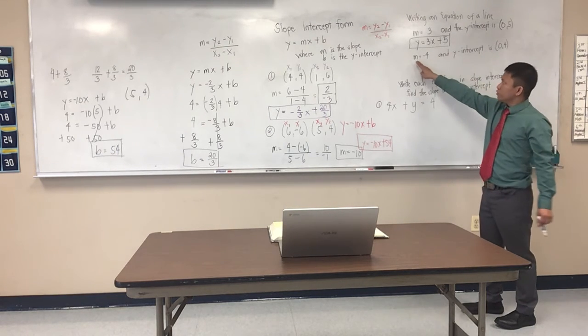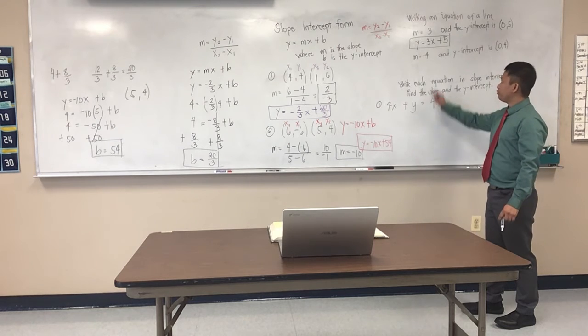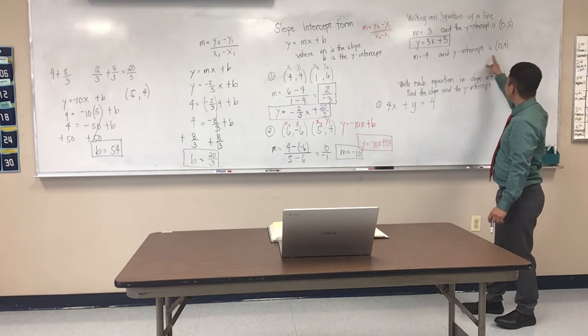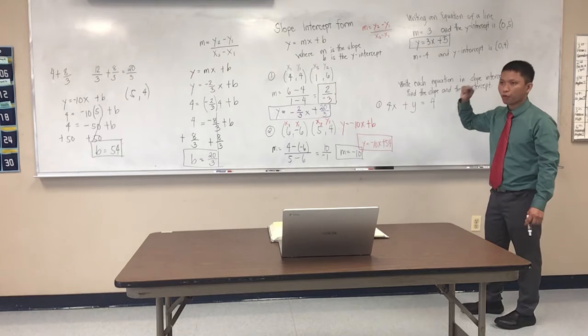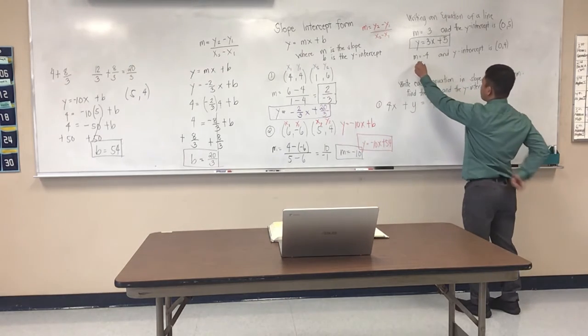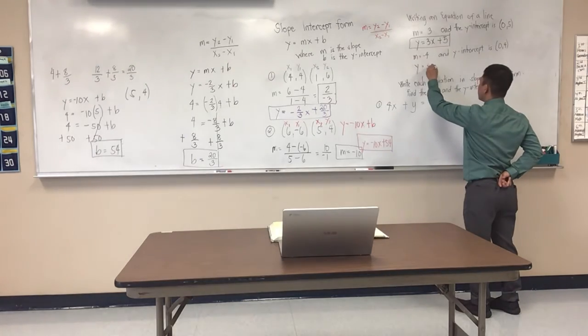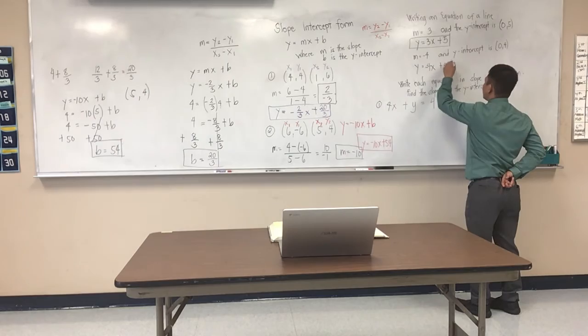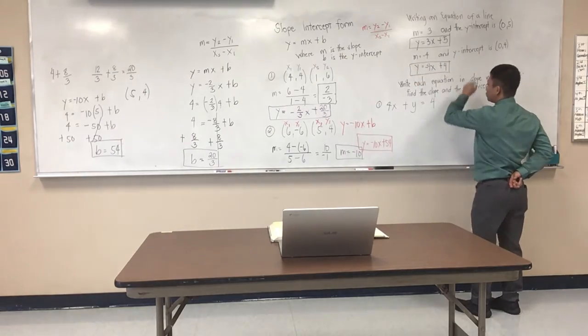Next, we have here m equals -4 and the y-intercept is at (0, 4). So just, okay, we have y equals -4x plus 4. That would be our equation.